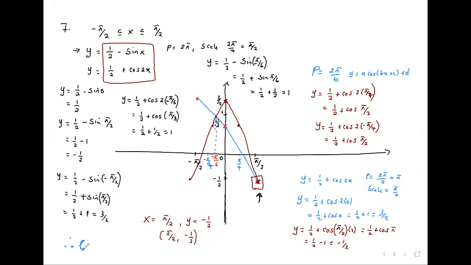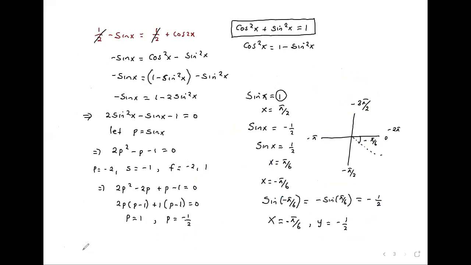So the first one is, where is the first one? From here, okay, I'll put them here. The first point is negative pi over 6, comma 1. The second point is pi over 2, comma negative half. Okay. So we are done. We have found our 2 points.